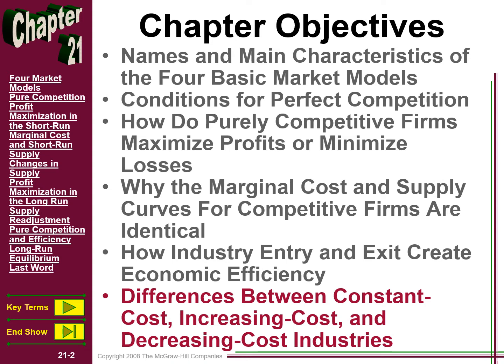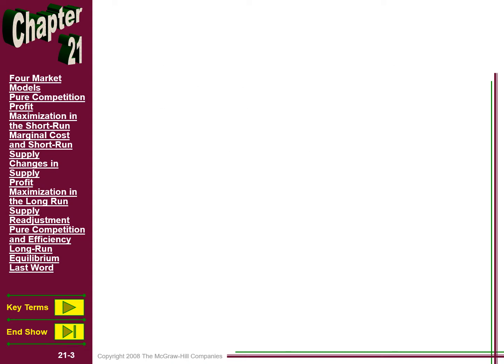We'll talk about marginal cost and supply curve and why they are identical for a competitive firm in a purely competitive market, right? Then we'll talk about things called barriers to entry, enter and exit industries, and that will be more of a focus of the next video as far as long run adjustments. We will briefly discuss this last bullet point here, difference between constant cost, increasing cost, and decreasing cost industries.